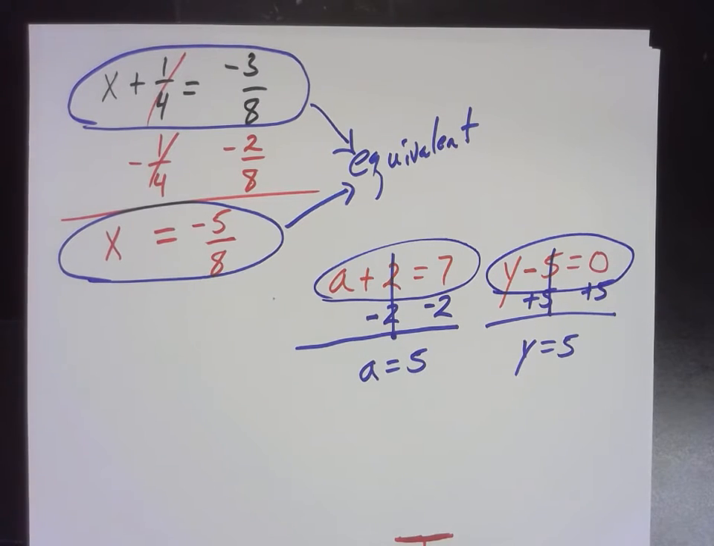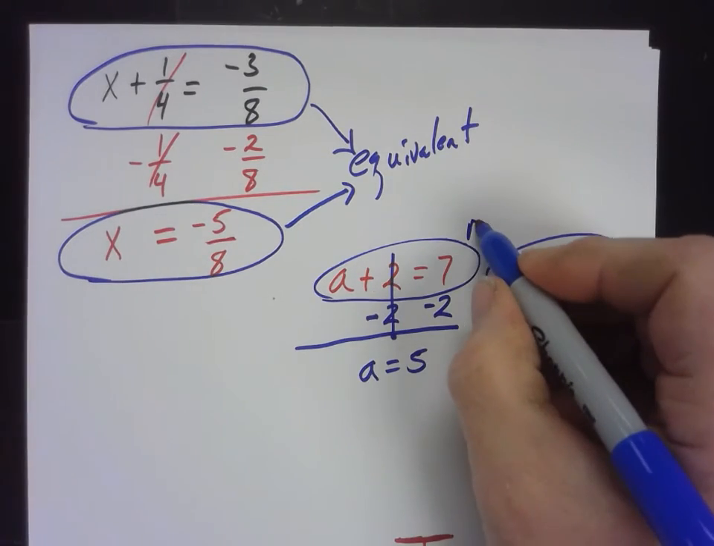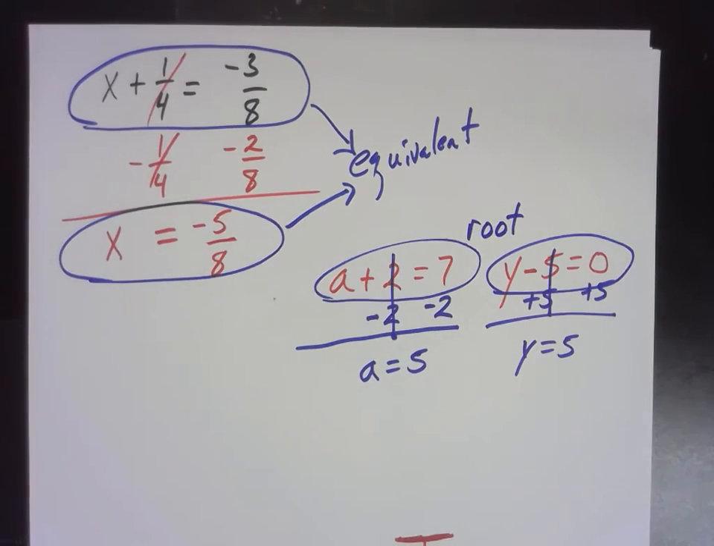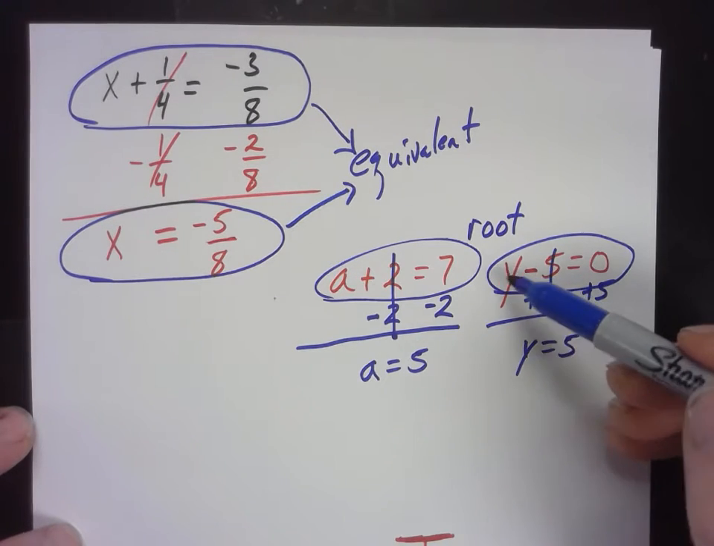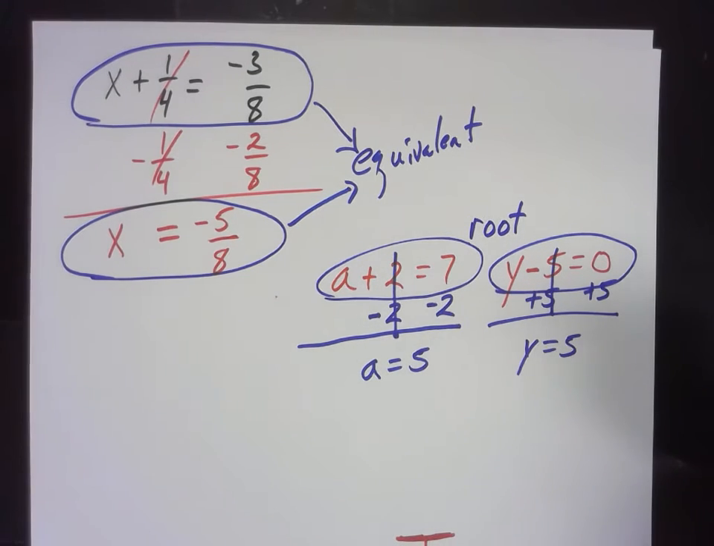They're equivalent. Yeah, they're equivalent. They have the same root. Isn't that right? The same number makes them true, so we call them equivalent. Even though this is an A, this is a Y, it doesn't matter what variable we use. The same number makes them true, so we call them equivalent equations.